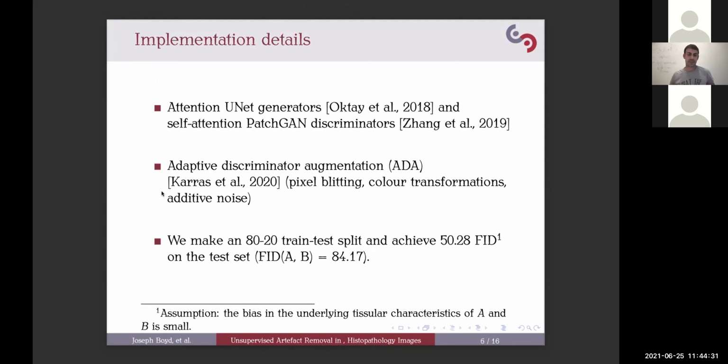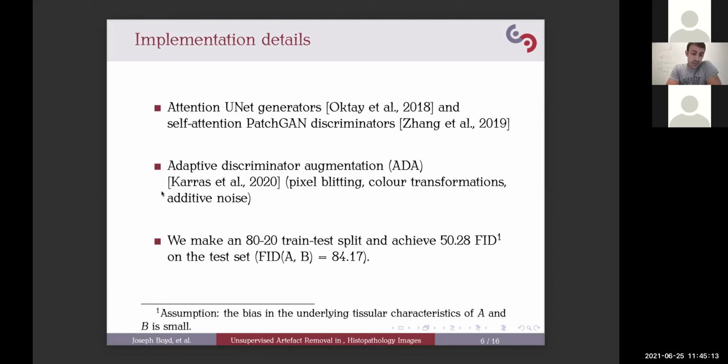Some details: we implement attention U-Net generators and self-attention PatchGAN discriminators, more or less standard. Due to the relative shortage of data, we've incorporated the recent adaptive discriminator augmentation, ADA, from Karras, which is a way of prepending differentiable augmentation operators to the discriminators themselves. And this had a particularly significant impact on the overall results.